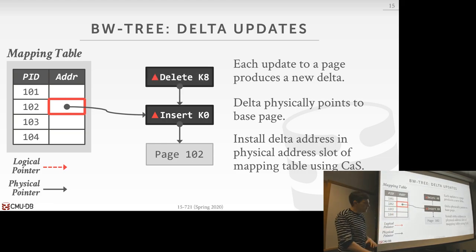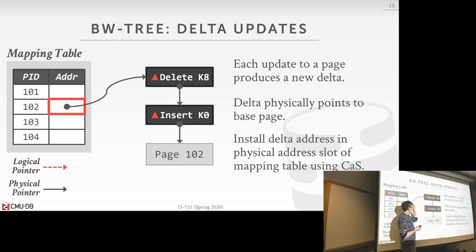So again, let's do another one. If I do a delete 8, same thing. Compare and swap on this, and now it points to this. So now anybody coming along for 102 would have to evaluate delete K8, that's not what I want, delete key 0, that's not what I want, and then do the search down here in the base node. Okay?